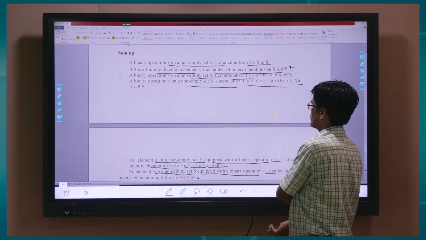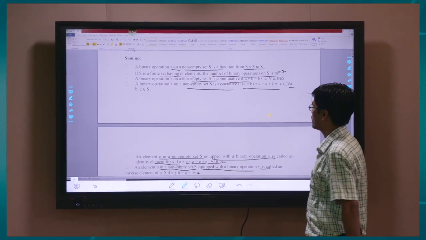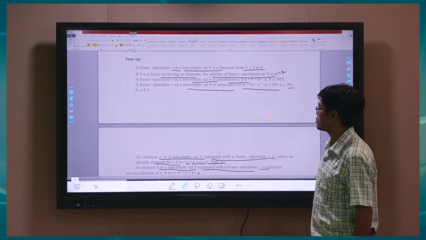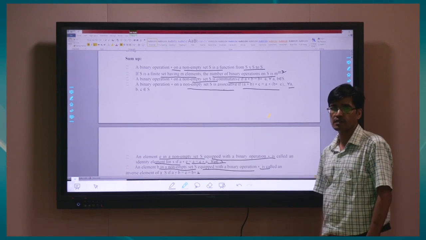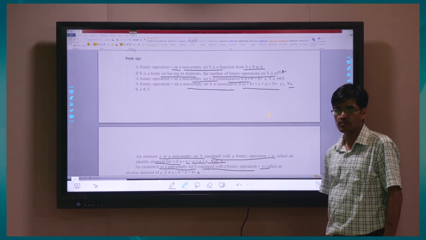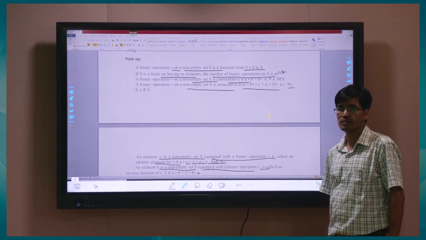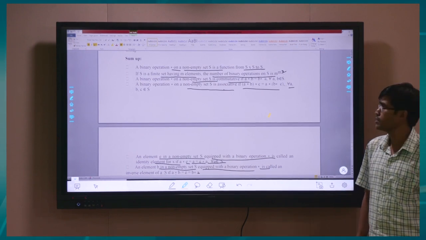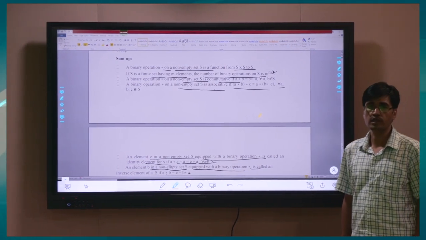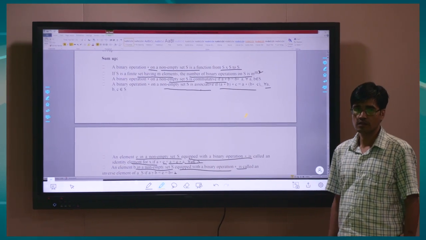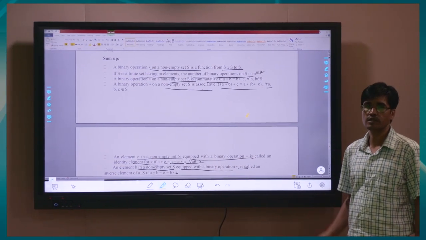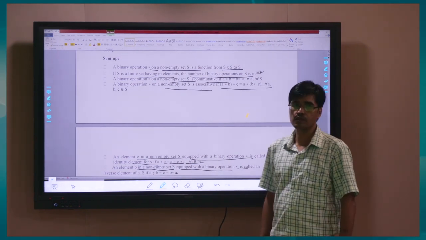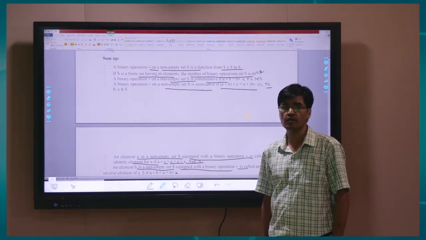To advance studies of this course, in this course we will also discuss in block 2 ring, field and vector space. For those concepts also the binary operation is a very important concept for understanding these topics. So I hope this lecture will benefit all of you.